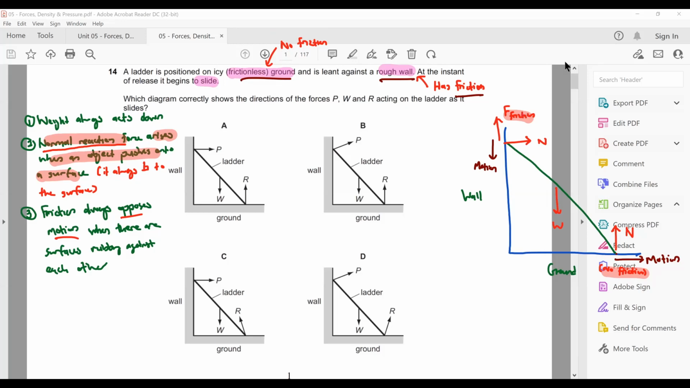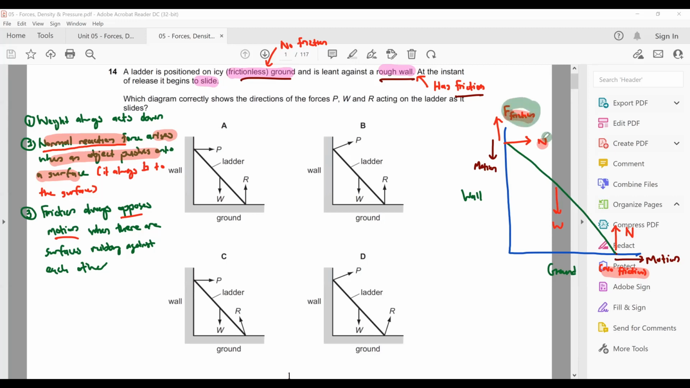Okay, now, so from here, if I look at the top part of the ladder, I have 2 forces. Is it correct to say that these 2 forces will give me another resultant force? Can I combine these 2 forces to give me a resultant force? Yes, no?